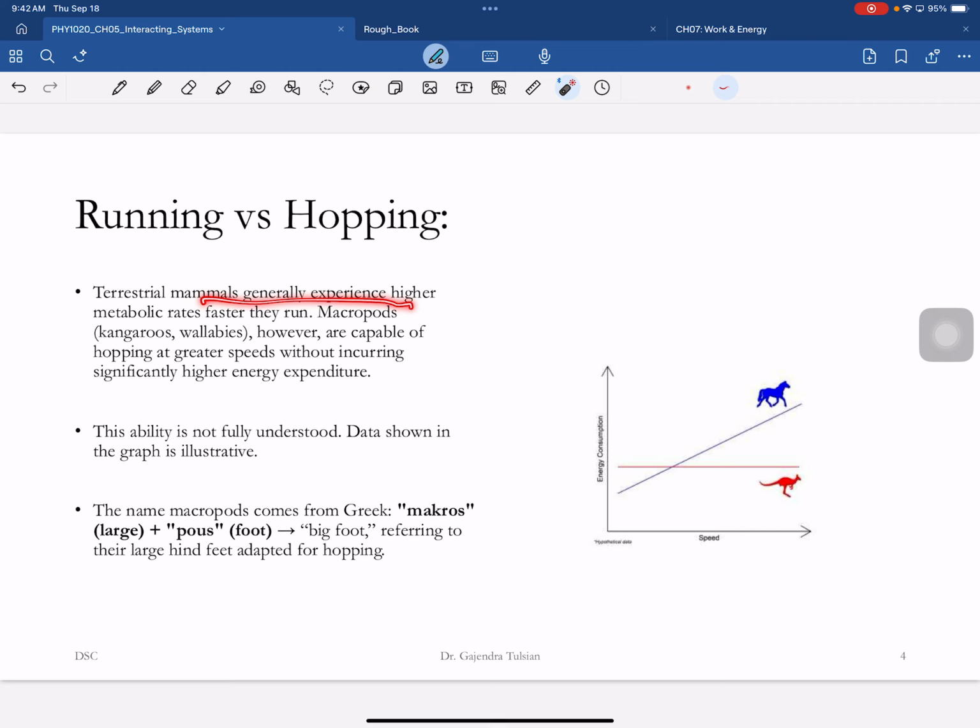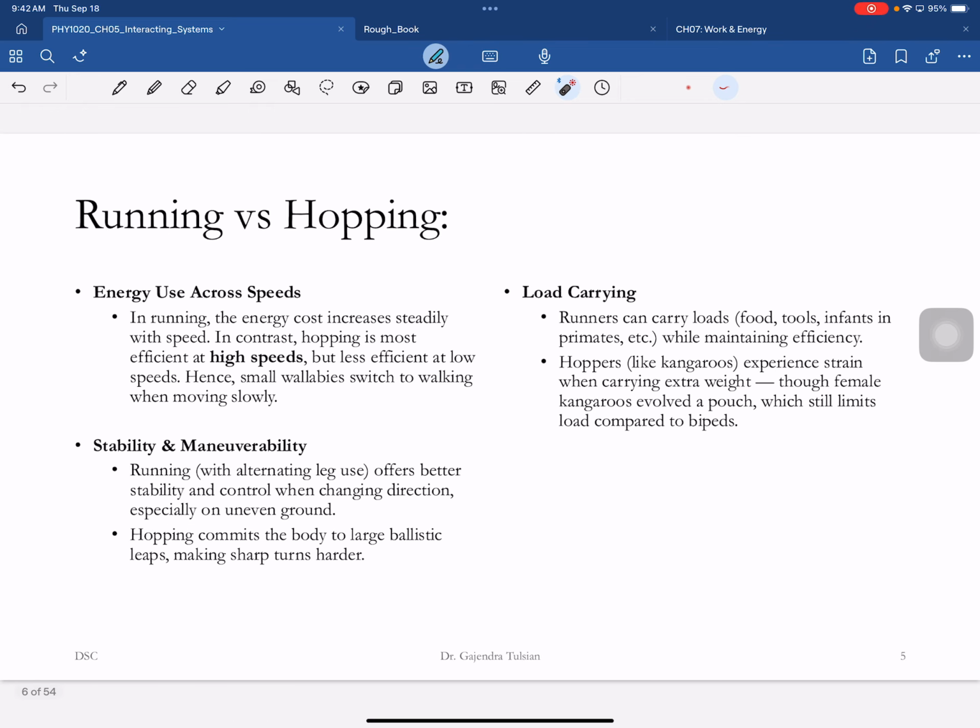Mammals generally experience a higher metabolic rate the faster they run. Macropods, kangaroos, can hop at greater speeds without incurring significantly higher expenditure. This is just an illustrative graphic, not actual data. When you're running, energy cost increases with speed. Hopping is mostly efficient at high speed, but less efficient at low speed. Wallabies switch to walking when moving slowly. I guess biological systems are very smart.